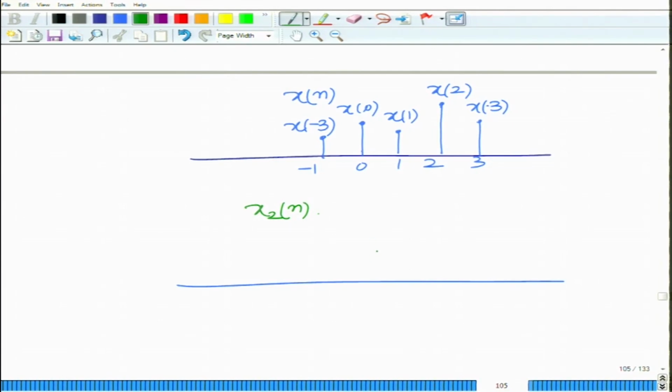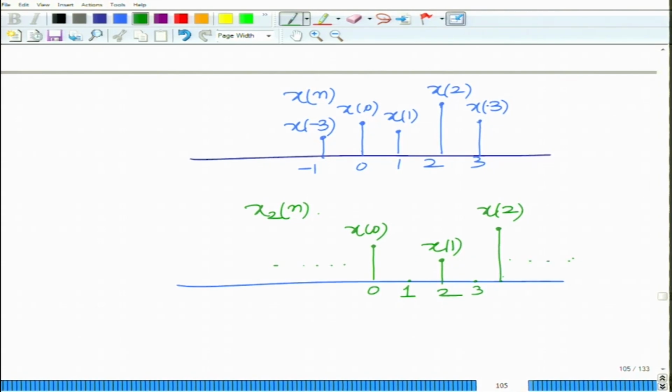x_2 of 0 is simply x of 0, x_2 of 1, because 1 is not a multiple of 2, this is 0, x_2 of 2 is x of 1. Okay. So, x_2 of 2 is x of 1. Similarly, x_2 of 3 is 0 and x_2 of 4 is x of 2.